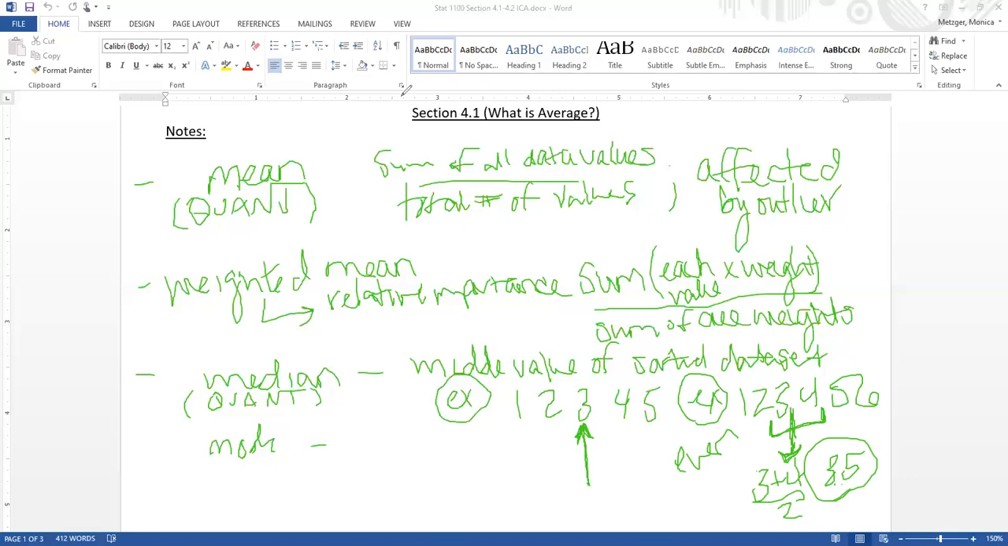A median is not affected by outliers. That's because if we have a value that's far off on one end, even if it differs a lot from the other values in this data set, it's not going to affect what value lies in the middle. So it doesn't matter if we have any extreme values on one side or the other. The mode is also not affected by outliers.